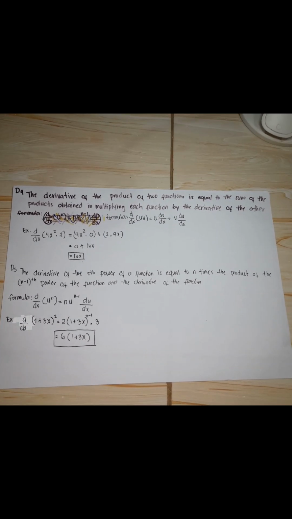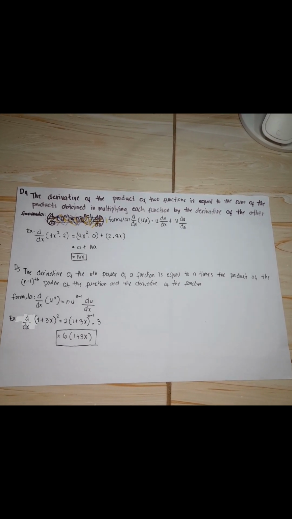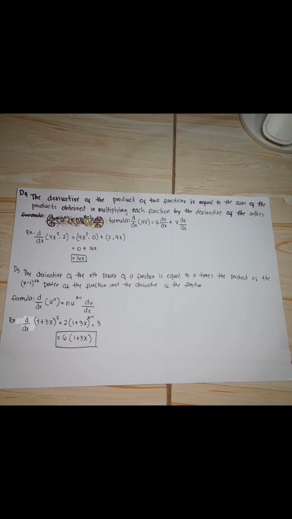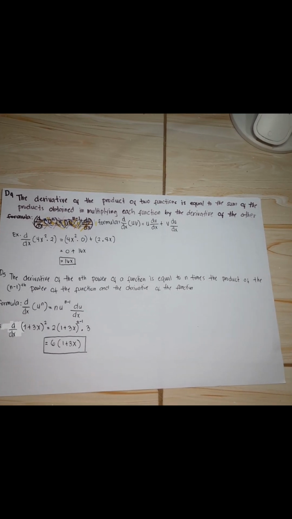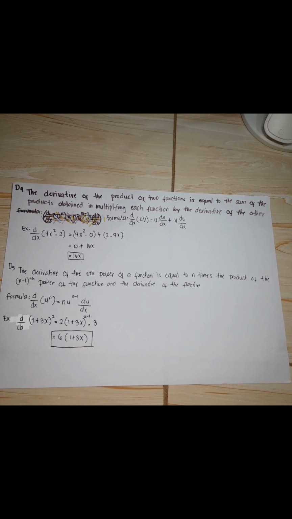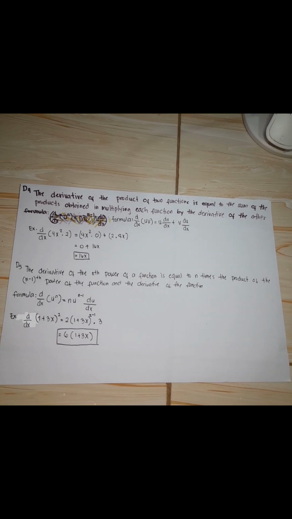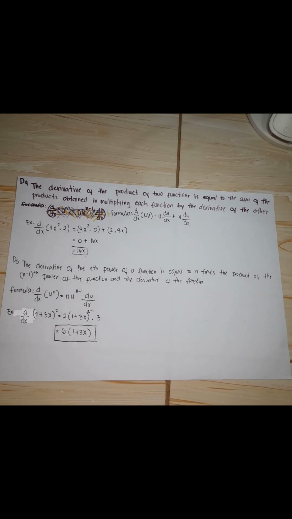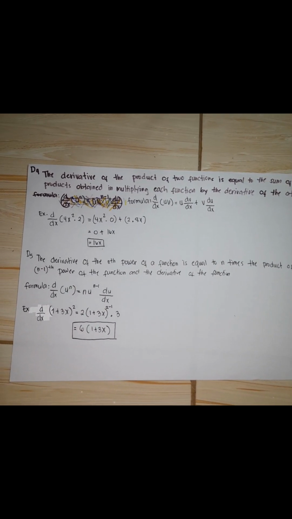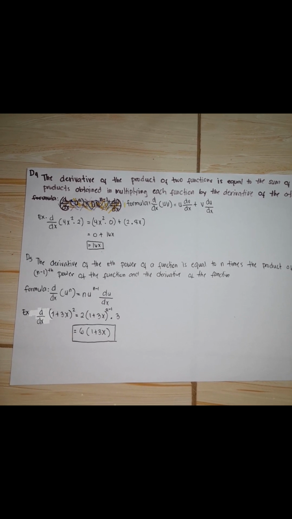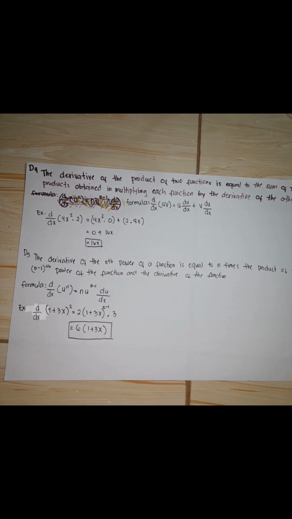So D4, the derivative of the product of the two functions is equal to the sum of the products obtained in multiplying each function by the derivative of the other. So with the formula, d over dx of u times v is equal to u times derivative of v plus v times derivative of u. So let's proceed to example. So d over dx of 4x squared times 2.